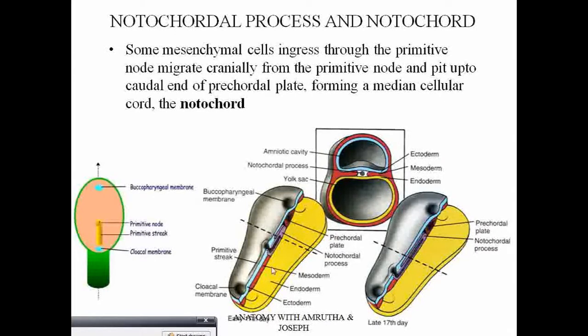So a dorsal view can be seen where the primitive streak can be seen and the primitive node. From here some of the cells ingress through the primitive node and move cranially up to the precaudal plate. Precaudal plate is the area where the future mouth is going to derive. The buccopharyngeal membrane, everything is related to the precaudal plate, which is seen on the endoderm. So this yellow color is endoderm. Up to here these cells extend, and later they thicken and form a notochord.